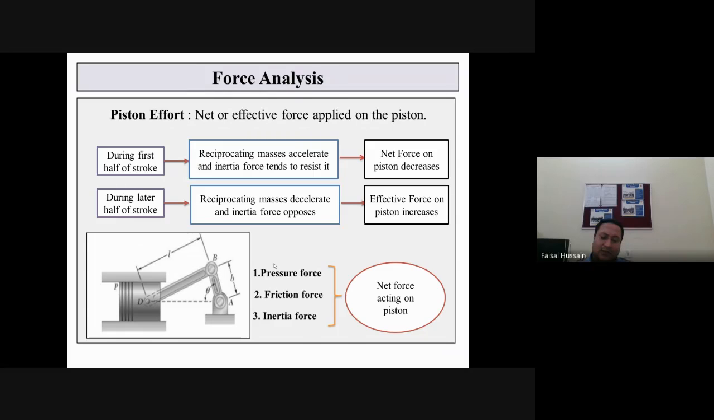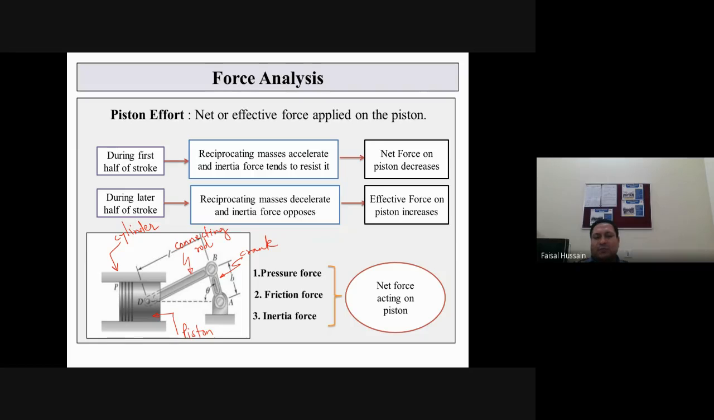As I have told you, see this figure. In this figure, this is your cylinder, this is the piston, this is your connecting rod, and this is your crank. This angle is theta. Crank, connecting rod, piston, cylinder, like this. Now, what happens?